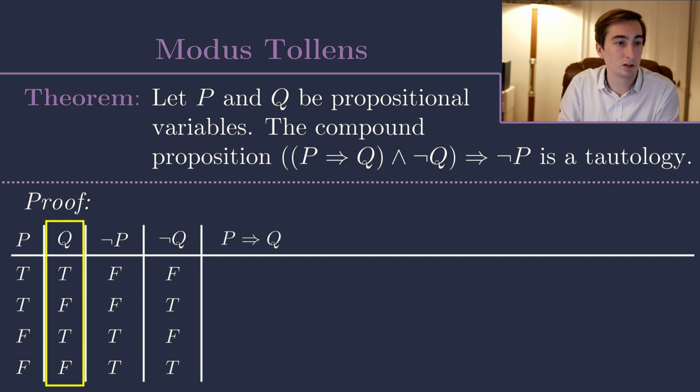What's the next piece we're going to take here? We're going to take P implies Q. So to look at P implies Q, we need to look at the columns P and Q.